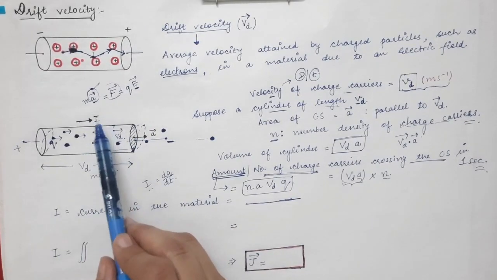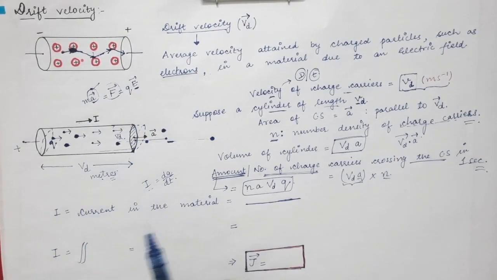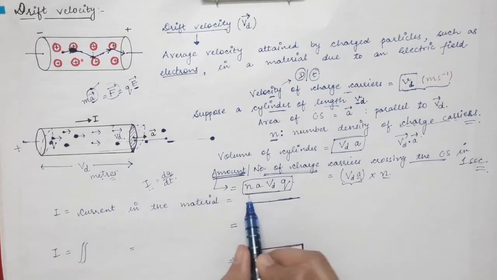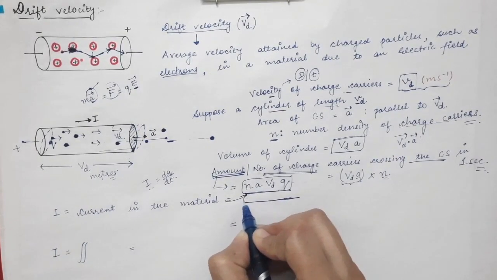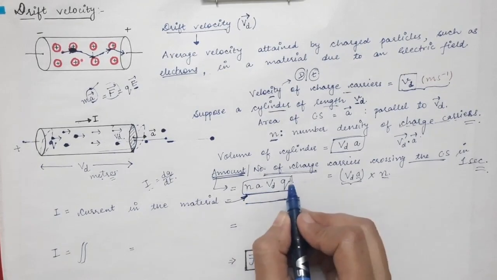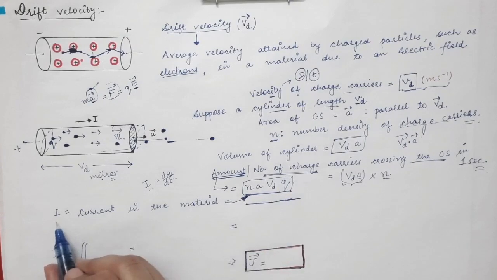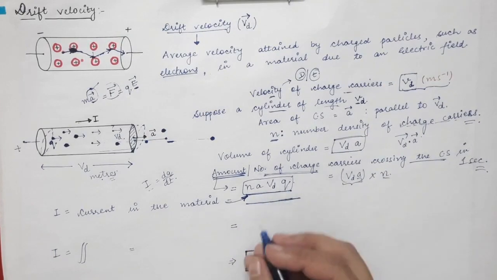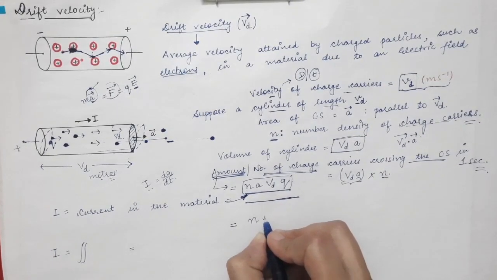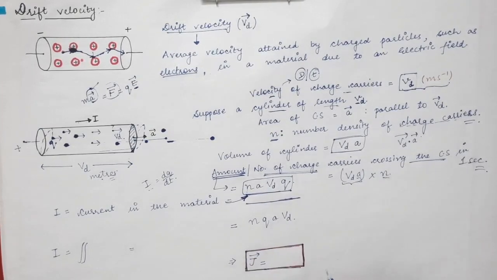So what will be the current? Current is nothing but the amount of charge crossing this cross section in 1 second. So that is nothing but equal to this expression. Current in the material will be equal to this, because this is the amount of charge crossing a cross section in 1 second, and current is also defined in the same manner. So current in the material I will be given by N A Vd into q. So it will be equal to N into q into A into Vd.